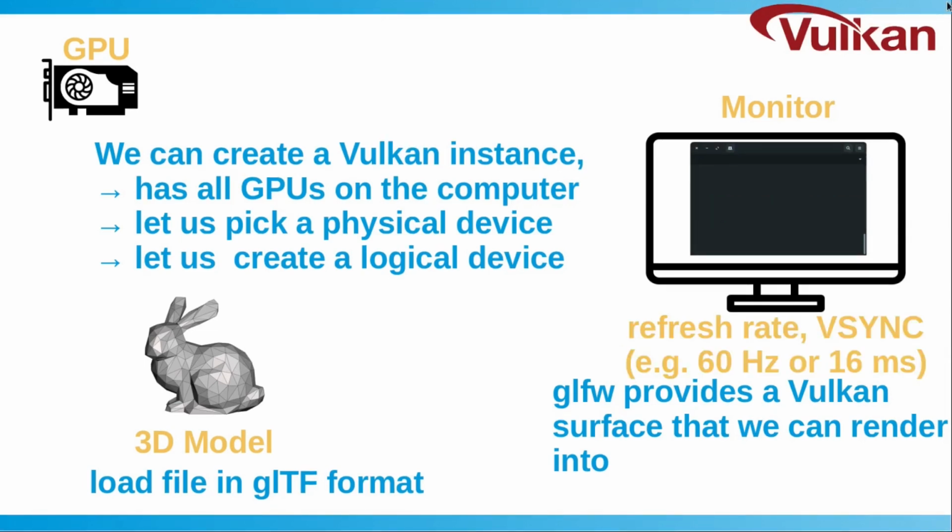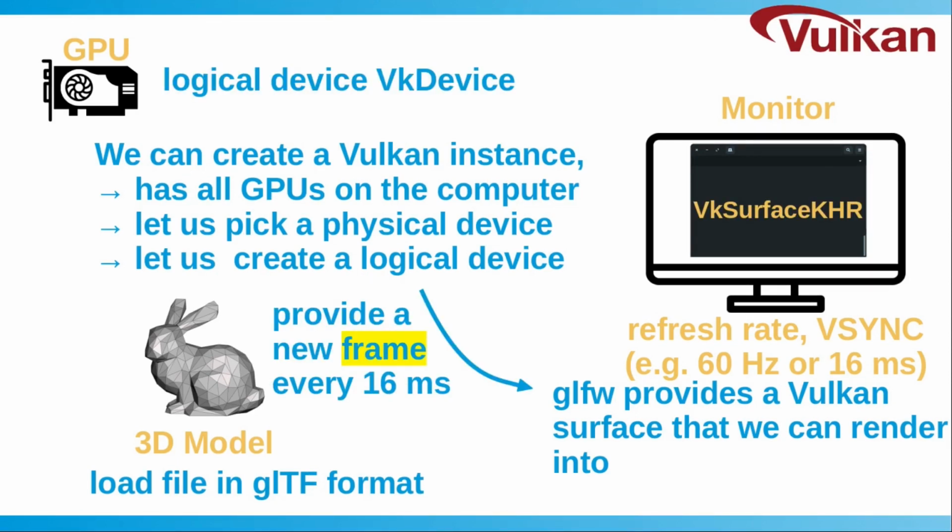The window that we just created with GLFW is shown on our monitor, which has a certain refresh rate. This could, for example, be 60 Hz. 60 Hz means that we get a vertical sync pulse every 16.6 milliseconds. With this vertical sync pulse, or short VSync, the content of the window is refreshed. So our application and the GPU need to provide a new frame every 16.6 milliseconds to the Vulkan surface of the window.